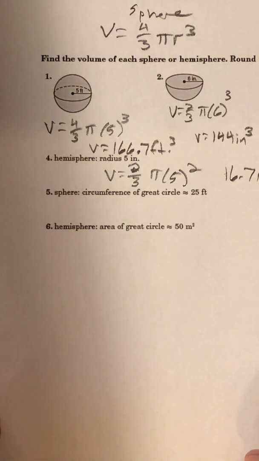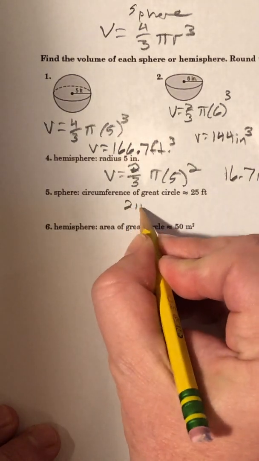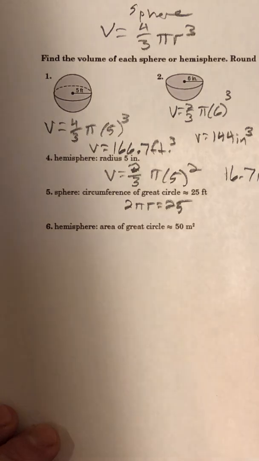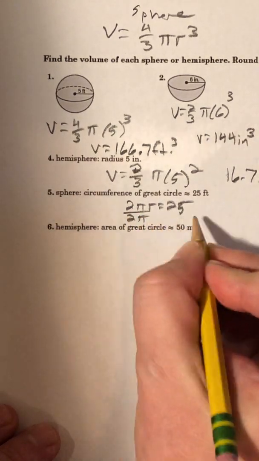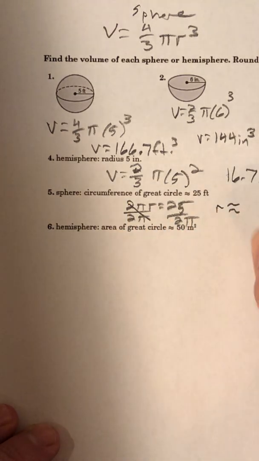Okay, sphere, the circumference of the great circle is 25 feet. The great circle is a circle that's formed when a plane crosses through the center of the sphere. Okay, it forms the biggest circle inside of a sphere. All right, so if the circumference of that is 25, I know 2 pi r is 25, so I need to find the radius. Okay, divide both sides by 2 pi, and my radius is approximately going to be 4.